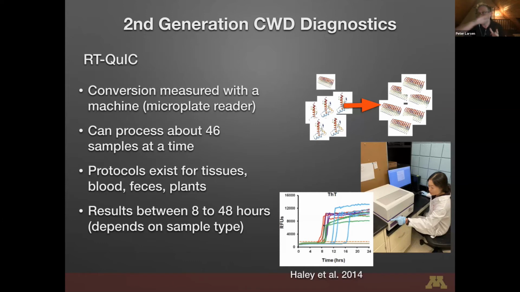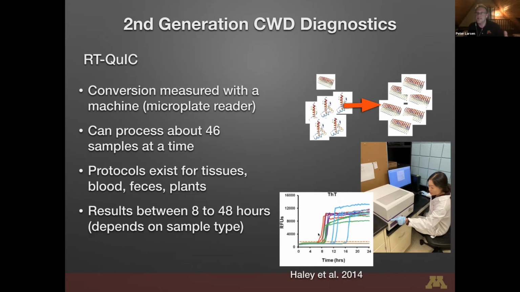You can detect that using a signal, think of it like a laser, where it will change the wavelength, right? You can detect that saturation coming up, okay? And I'm showing you that these curves here in about 8 hours in this paper, they're able to detect a CWD positive sample. So that process, using a microplate reader, you can process around 46 samples at a time. Protocols exist for tissues and blood and feces.